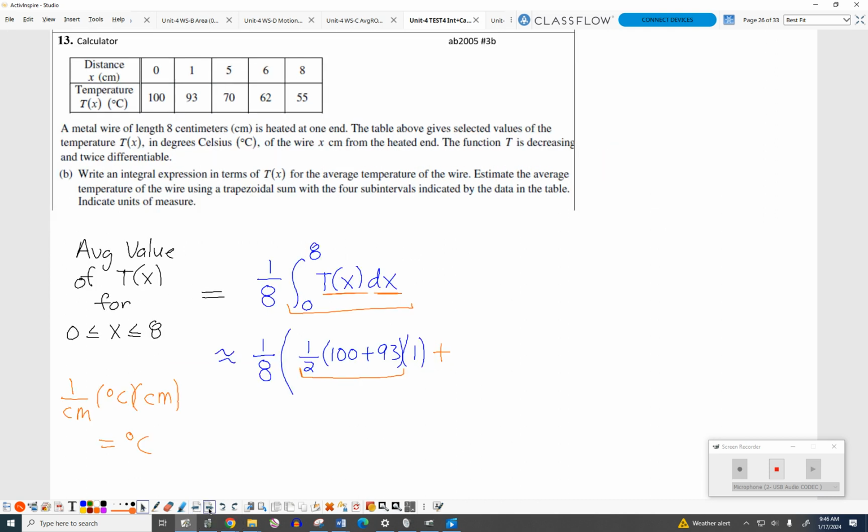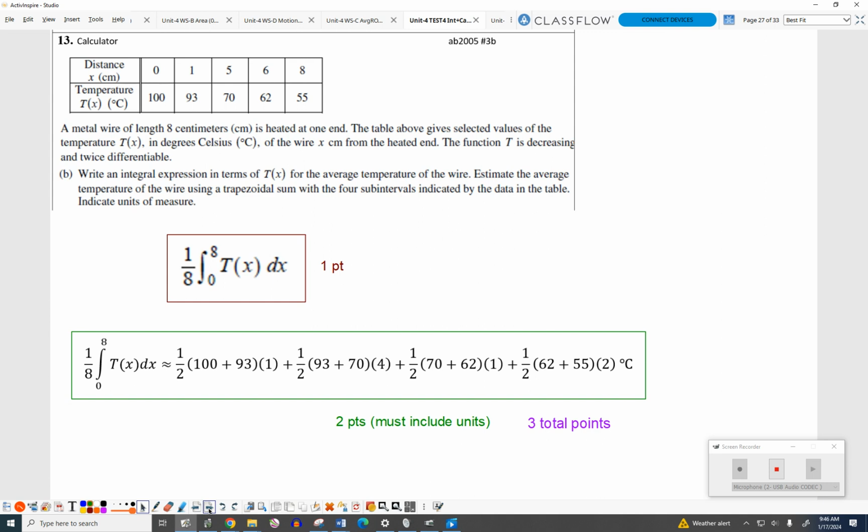This one has a typo. I need to fix the typo. This should all be multiplied by 1/8. So this must all be multiplied by 1/8. Again, if you forget the Celsius, you only get 1 point on the green, not 2.